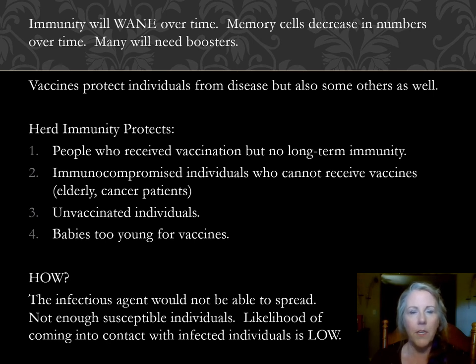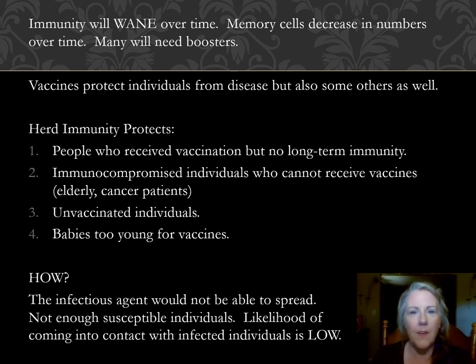Now, immunity. Immunity will wane over time. You've heard me say that a couple times so far. So what do I mean by wane? Waxing and waning, comparing those two. We're not talking about phases of the moon. But waxing means increasing, right? Waning means decreasing. So immunity will wane over time as you grow older. So remember, what do we really mean by that? Memory cells are going to decrease in numbers over time. So many people will need those boosters because of that.